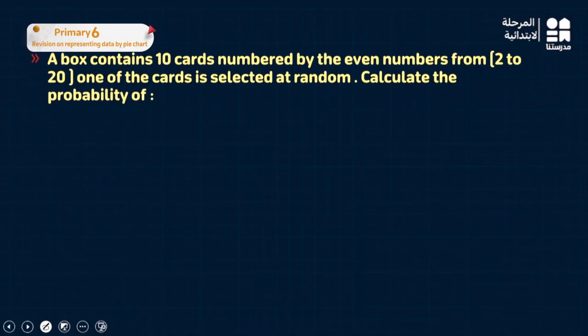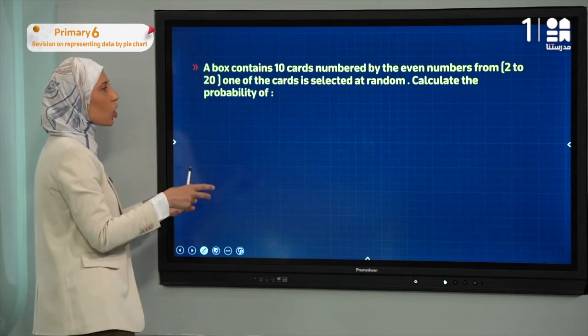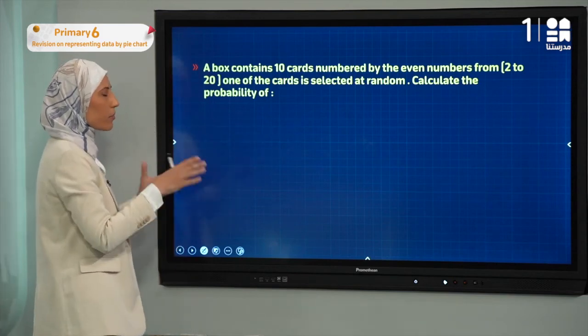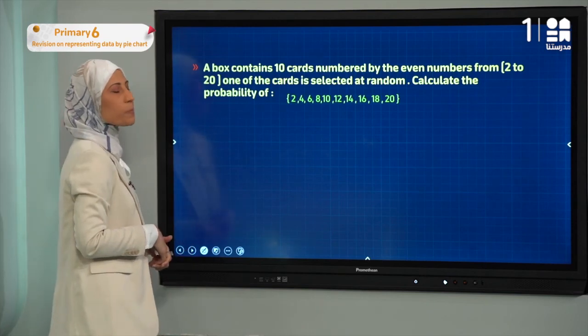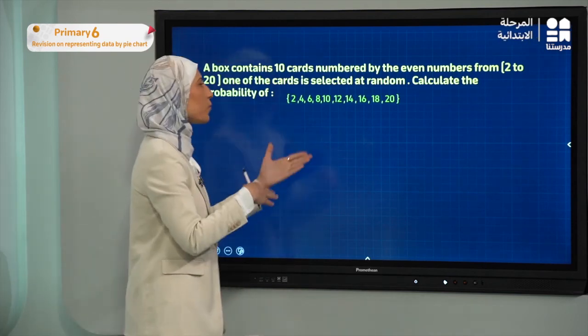The last example I have says a box contains 10 cards numbered by the even numbers from 2 to 20. One of the cards is selected at random. Calculate the probability of it. We have 10 cards, with numbers from 2 to 20. So first I will get my sample space and write the numbers from 2 to 20.